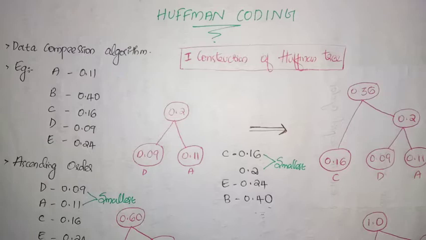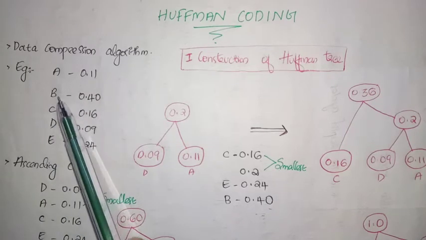Huffman coding is a data compression algorithm which is mainly used for compressing or encoding the data that is present in our hand. Let's see an example and discuss how we can construct a Huffman tree and later the Huffman codes of each of the characters in our hand. So let's see an example.